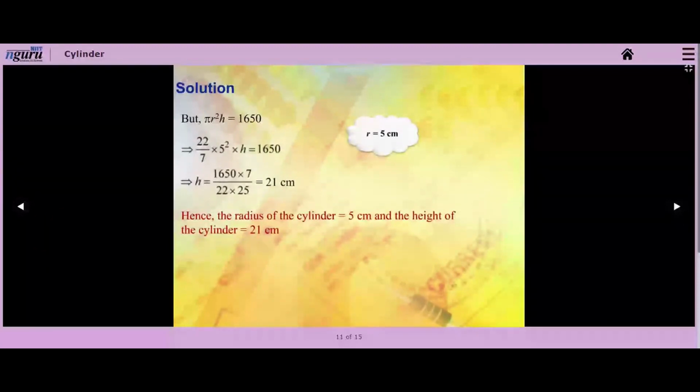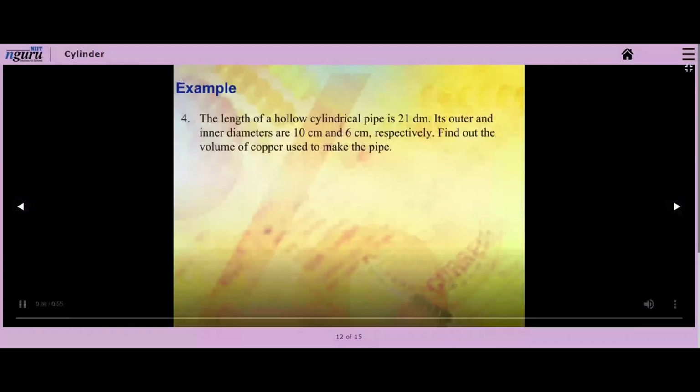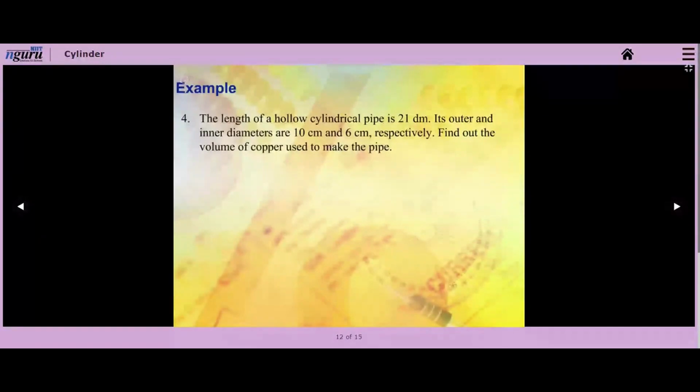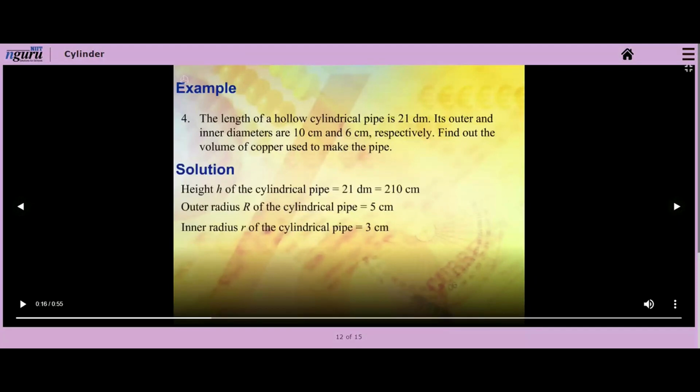Hence, the radius of the cylinder is equal to 5 centimeters and the height of the cylinder is equal to 21 centimeters. The length of a hollow cylindrical pipe is 21 decimeters. Its outer and inner diameters are 10 centimeters and 6 centimeters respectively. Find out the volume of copper used to make the pipe. Outer volume minus inner volume. Ma'am, what is the 21 dm, ma'am? dm is decimeter.